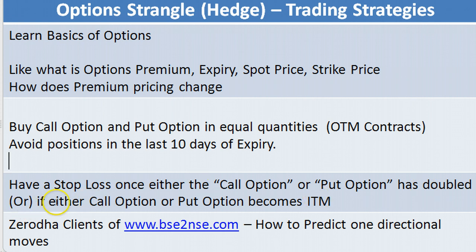Or if either the call option or put option has become in the money, because when you are entering, you will enter the out of the money contracts, basically because the out of the money contracts will rise a lot once the markets cross the spot price. So you will enter contracts which are like 100 points or 200 points away from the spot price. In case of Bank Nifty, you can probably even enter like 300 or 400 points away from the spot price.